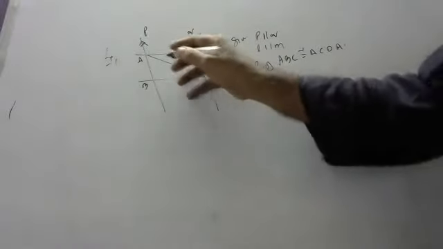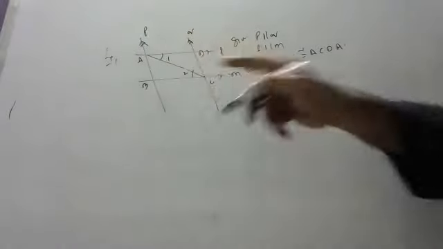Children, very, very easy. How? Because these both are parallel lines, I will say angle 1 is equal to angle 2. Why, children? Anyone? Angle 1 is equal to angle 2. Why? Alternate interior angle. Okay.